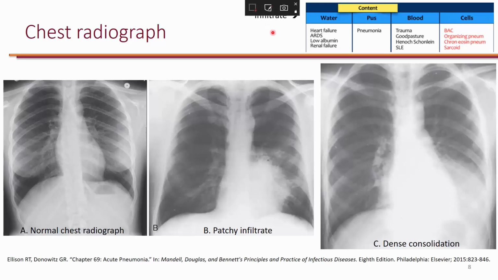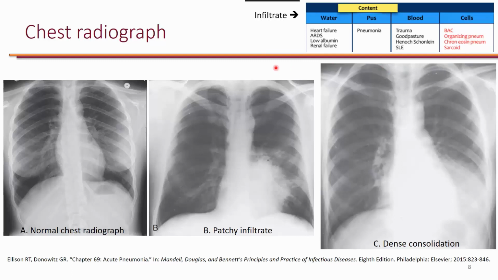The content can also be pus, which will be the case in pneumonia. So if the patient has pneumonia and there's pus in the lungs, you will see infiltrate on the chest X-ray. There could also be blood, which is the case in trauma. So if somebody has ruptured their lungs, there will be blood in the lungs, which will show as infiltrate. And of course, the infiltrates could be cells, which would be the case in cancer. So if there are cancer cells in the lungs, they will show as infiltrates.